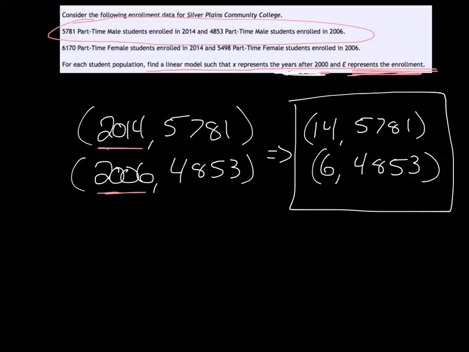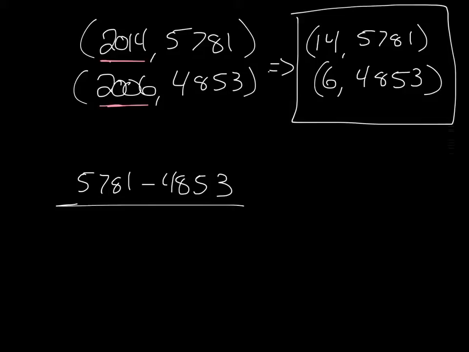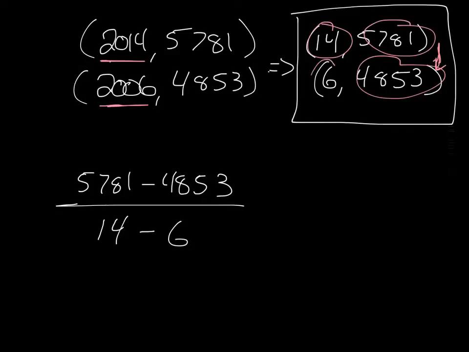So now we're going to create our linear model. In order to create our linear model, we need to find the slope between these 2 points, so the change in the y values, which would be 5,781 minus 4,853, over the change in the x values, that's just 14 minus 6. Important to this point is that if we take this first number and subtract this second number from it in this order, in order to get the right slope, positive or negative, we need to do the same order with the x values. Take this first one and subtract the second one from it, as I've done down here.